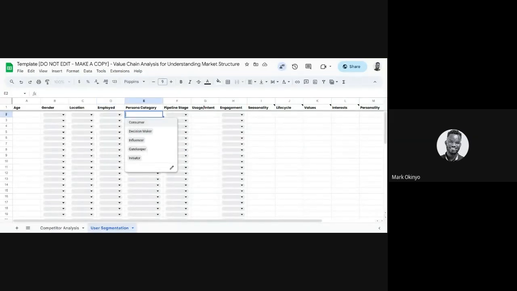Persona category, consumer. The consumer is the person who's using the solution. The decision maker is the one who is giving the money, the person who's paying. Sometimes a decision maker can be a consumer. For example, if at the end of this session you want to go out to a restaurant and get some chicken, then you're both the decision maker and the consumer.